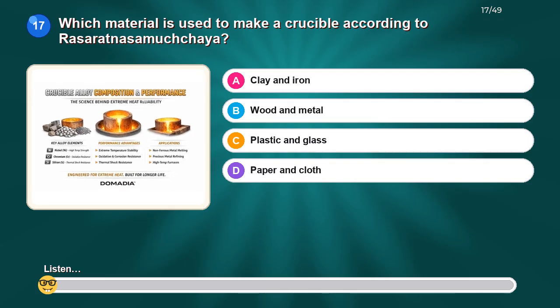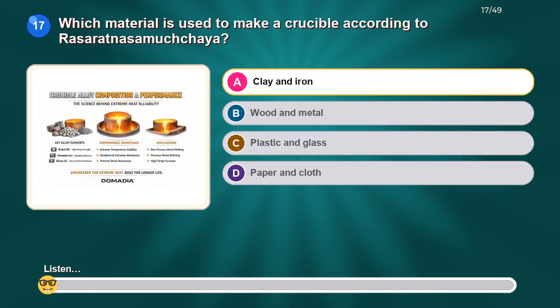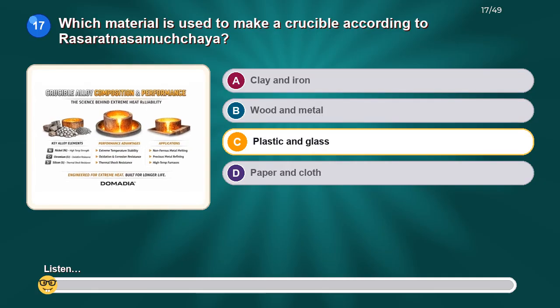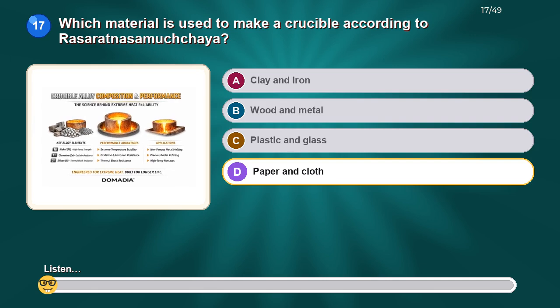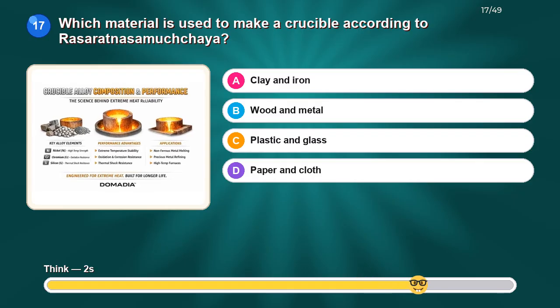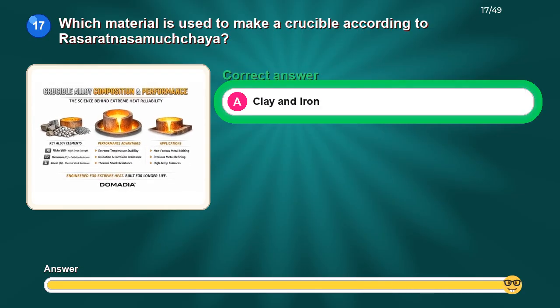Which material is used to make a crucible according to Rasratna Smachaya? Option A, clay and iron. Option B, wood and metal. Option C, plastic and glass. Option D, paper and cloth. The correct answer is clay and iron.